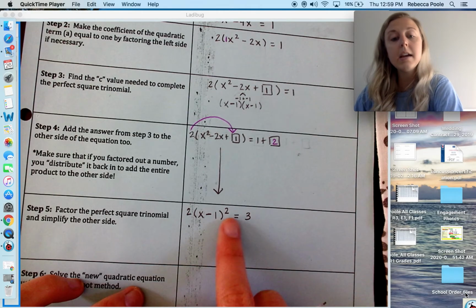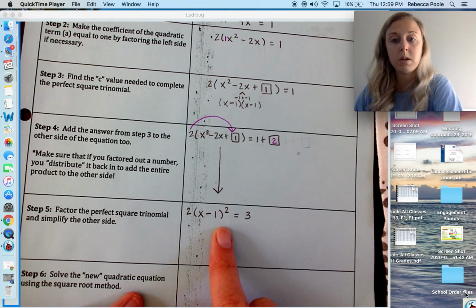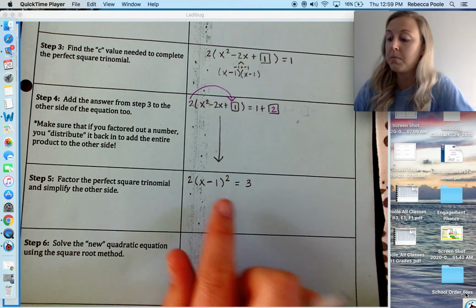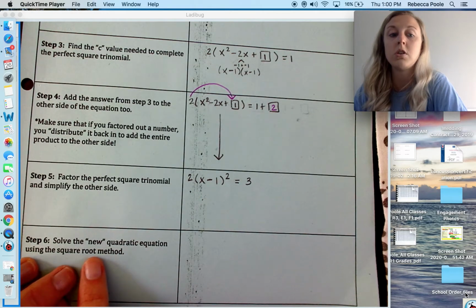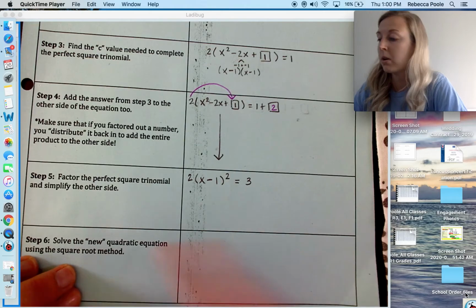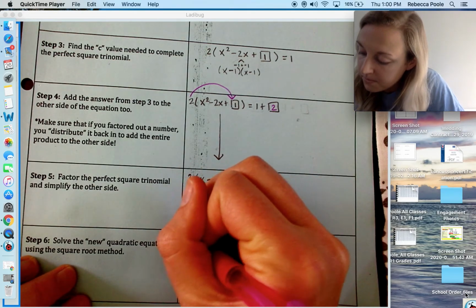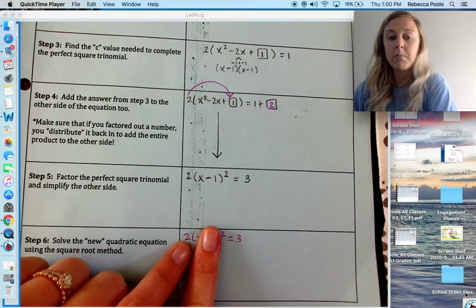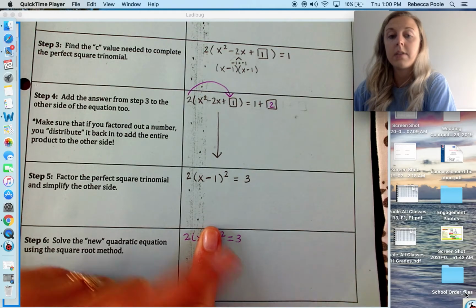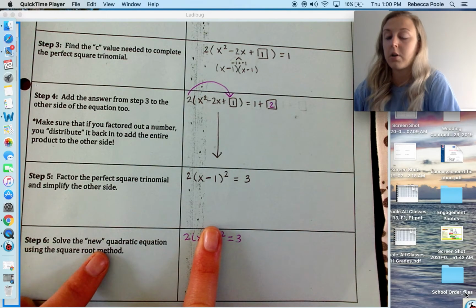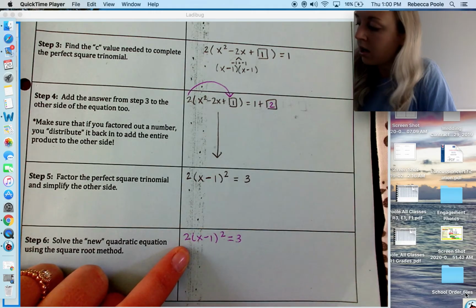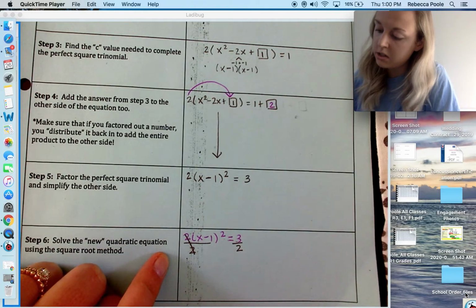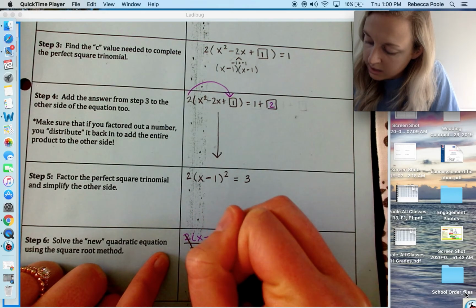And then once you get here, this looks like vertex form. So since it's in vertex form now, we factored the perfect square trinomial, then we should be able to solve the new quadratic equation using the square root method. So remember, let's review. The square root method says that if I cover my squared term and move everything else to the other side, then the opposite of squaring something is to take the square root, and we should be able to solve for the x-intercepts. So if I divide by this 2, because it's not being squared, what you do to one side you do to the other, then this is x minus 1 all squared.